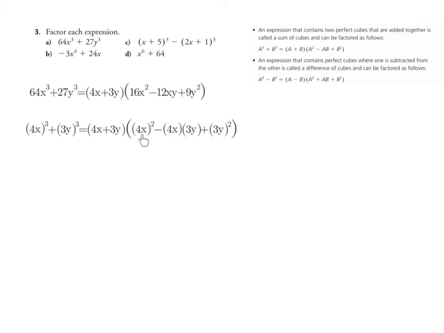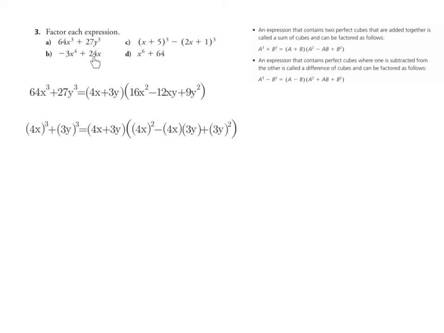And let's see, so 4x squared is 16x squared. So 4x in brackets squared is 16x squared with no brackets because the 4 gets multiplied by itself as well. 4x times 3y is 12xy. And 3y in brackets squared is 3 times y times 3 times y, 9y squared. Done. Part B, negative 3x to the power 4 plus 24x.